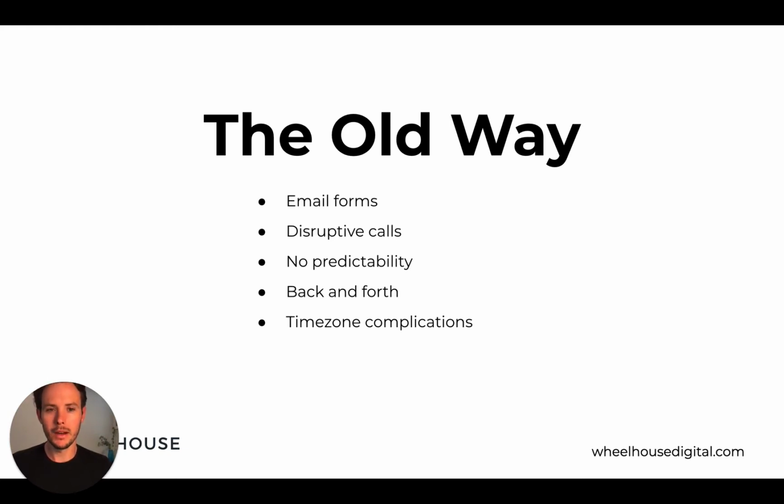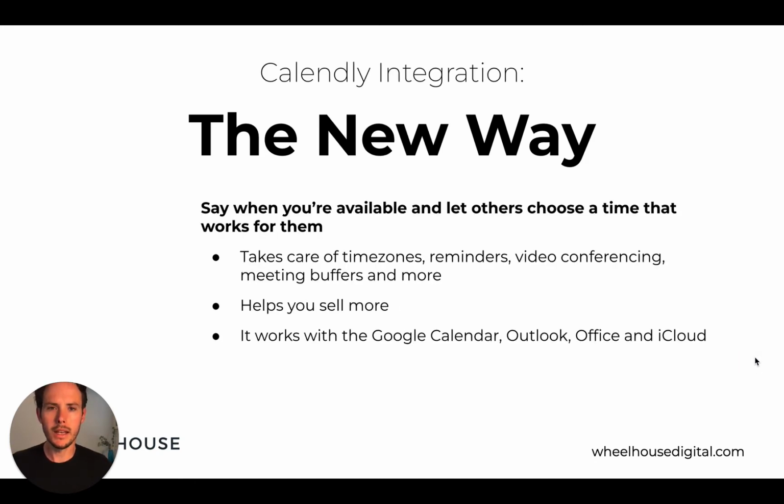And the benefit of using Calendly or similar software is that it allows you to say when you're available, and then it lets the other people that you're trying to book a call with choose a time that works best for them. In the meantime, it takes care of time zones, so no matter where they are in the world, it's going to automatically adjust for them, show them in terms of their own time. It takes care of the reminders. For the meeting, it sets up links automatically to Zoom or GoToMeeting, whatever you're using. It allows you to set buffers in between your meetings so they're not too close together.